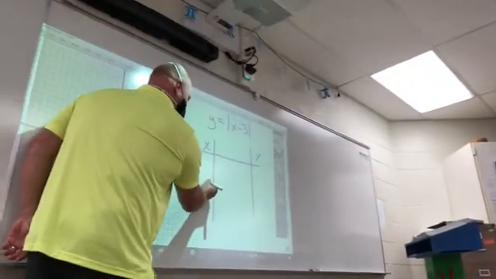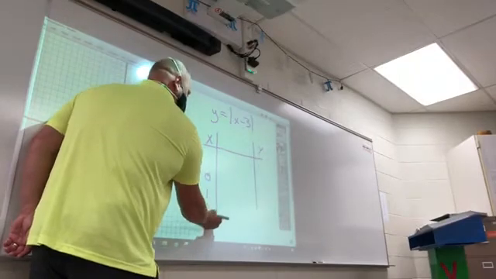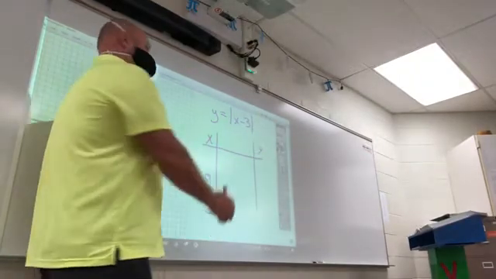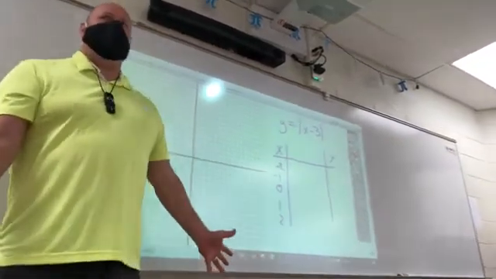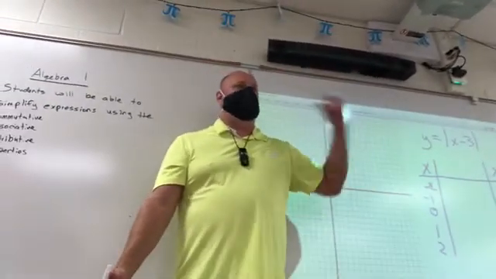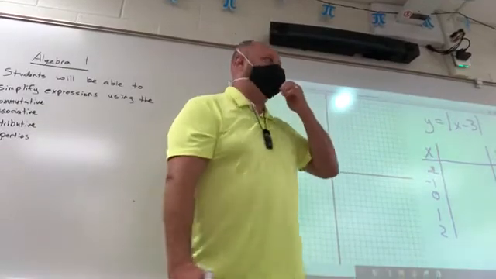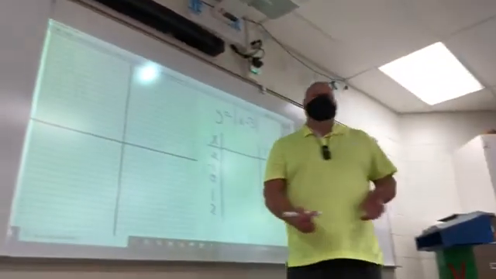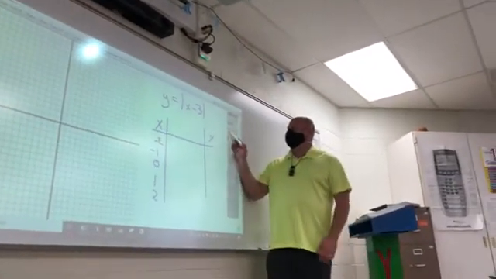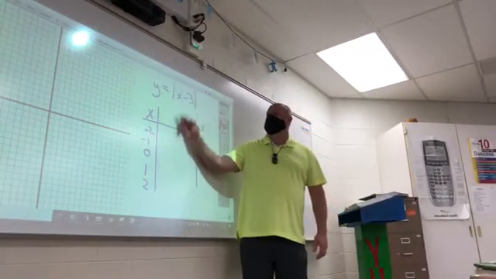0, 1, and 2. But I would also say negative 1 and negative 2. Okay? They don't have to be in this order per se. I like to put them in numerical order, but some people, if you want to start with 0, 1, and 2, and then do negative 1, negative 2, that's fine too. So, let's plot those points.